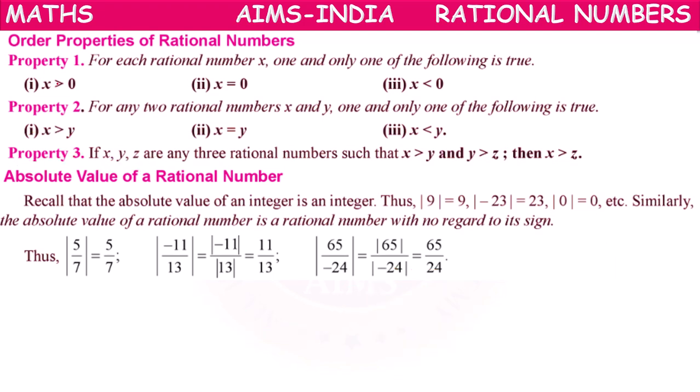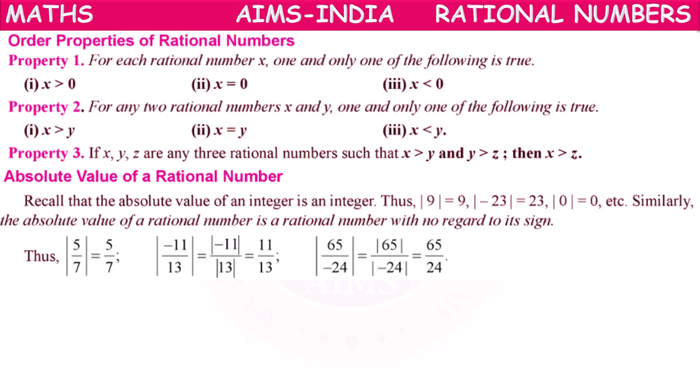These three properties are considered the order properties of rational numbers, children. The first property is for one rational number, the second property is for two rational numbers, and the third property is for three rational numbers. These are the conditions to be followed.